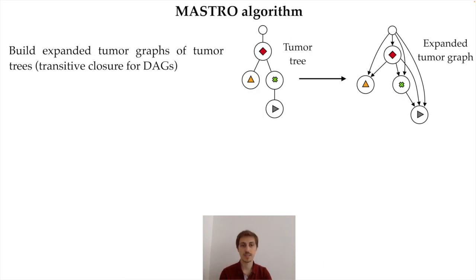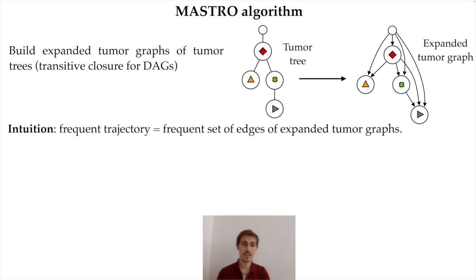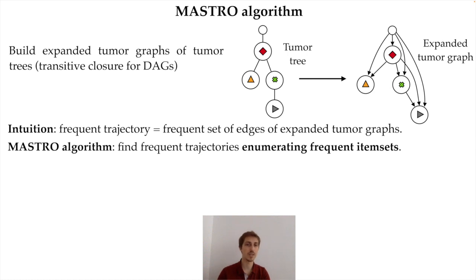So we design a fast algorithm for this problem called Mastro, in which the main idea is to expand each tumor tree into a tumor graph, in which we add additional edges to the tree, connecting every node to all other nodes that are reachable from it, as you can see in the example. And the intuition is that a frequent trajectory now corresponds to a frequent set of edges of the expanded tumor graphs. So Mastro finds all frequent trajectories from frequent sets of edges, and can do so by enumerating frequent item sets, a very well-known problem in data mining that can be solved quickly in practice.